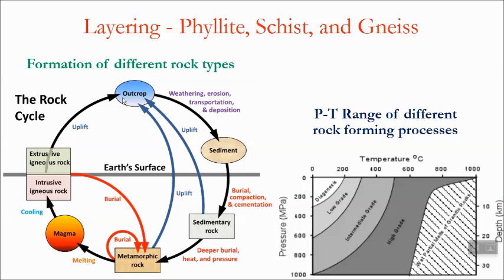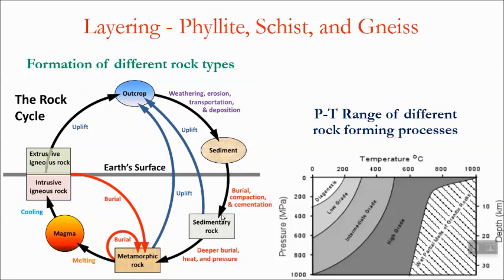These outcrops slowly get weathered due to wind, rain, and sometimes glaciers, and after weathering they get eroded from their place, transported to some new places, and deposited there. After weathering, erosion, transportation, and deposition, they form what is called sediment. These sediments get buried under the earth's surface, and due to compaction and cementation they form rocks, and these are called sedimentary rocks.